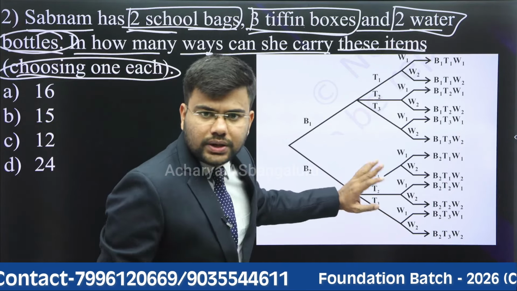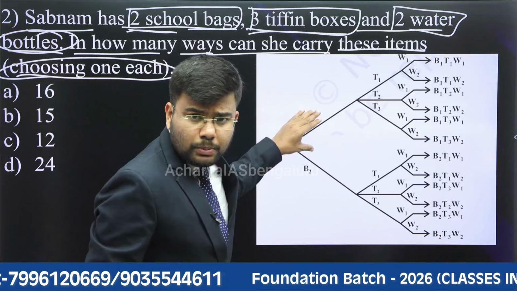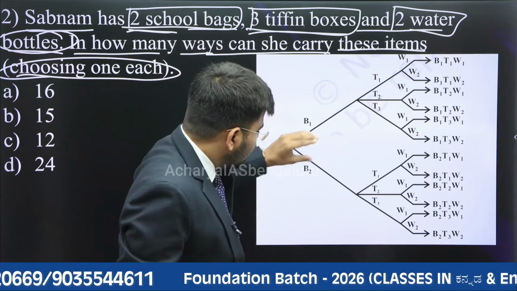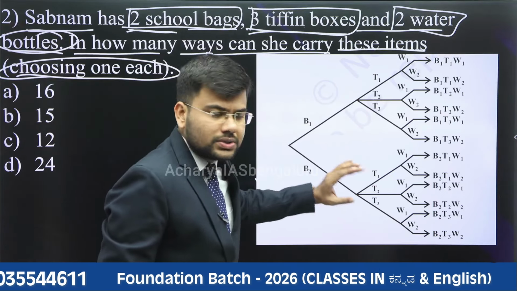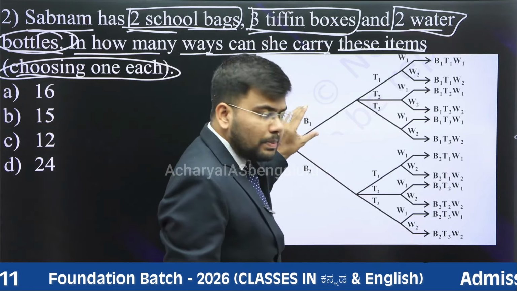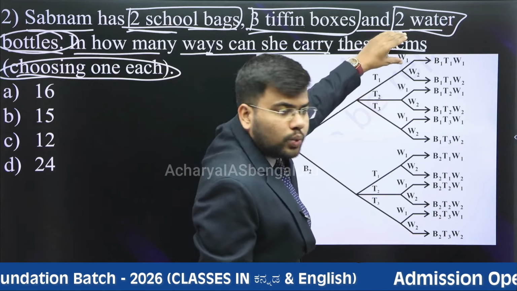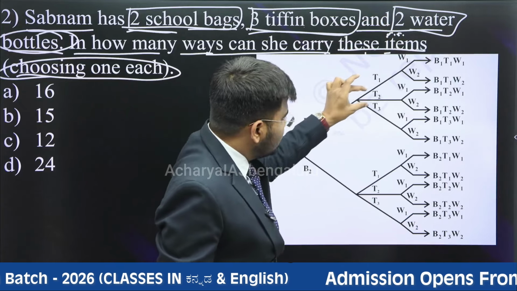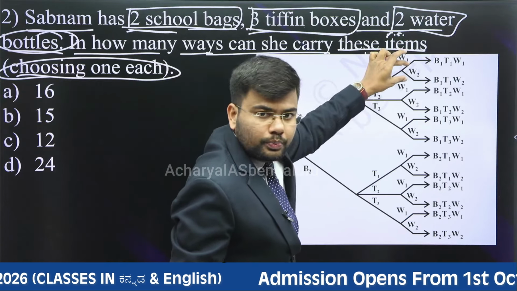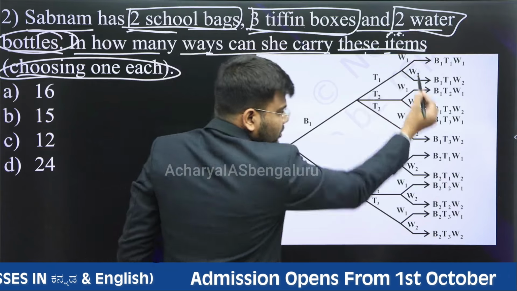Why T1, T2, T3? Sir, this is a school bag with 3 tiffin boxes. Similarly, this bag, this tiffin box with this water bottle. This bag, tiffin box 2, water bottle 2. Again, just observe this chart.